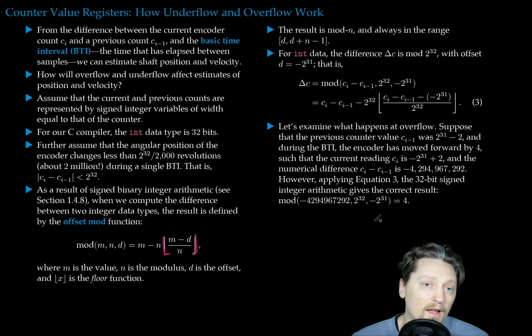And it turns out that if you take a difference in the C programming language of these integer types, and there is an overflow, this offset mod function is actually what C implements. So you're not going to run into any problems when we take the difference here. You don't have to handle this manually. The C programming language is handling this difference for you, which is nice because it's a little bit complicated, right?